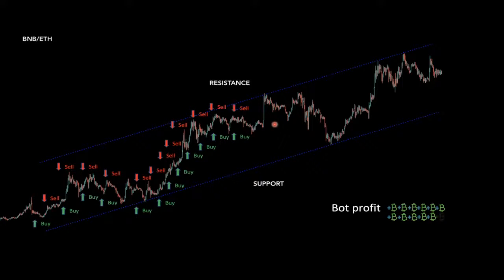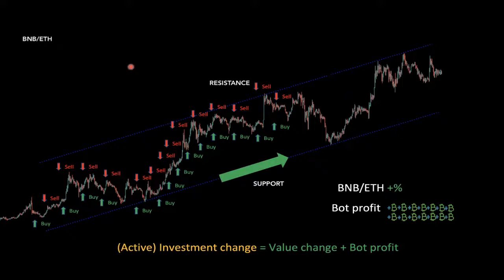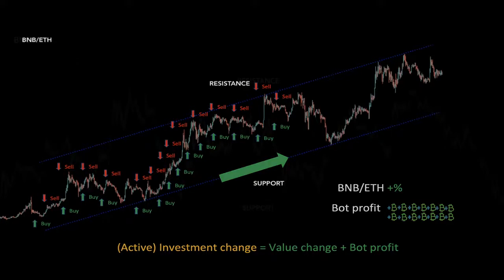Also, on the rising market, your base currency, in this example BNB, is also appreciating. So that's, in this case, what I call the value change. And that is why, added up together, the positive value change as the market is moving upwards, and the bot profit, the profit generated by the bot on this rising market, is nothing more than just an active investment change. So that's what I also call an active hodler, because it certainly makes more sense and is beneficial for you to let the bot use your base currency to generate profits in the quote currency compared with passive hodling.